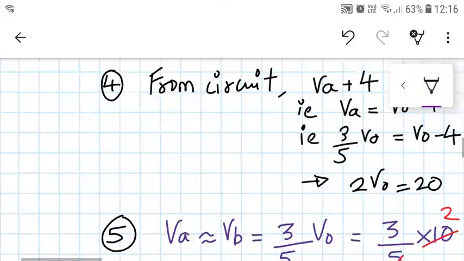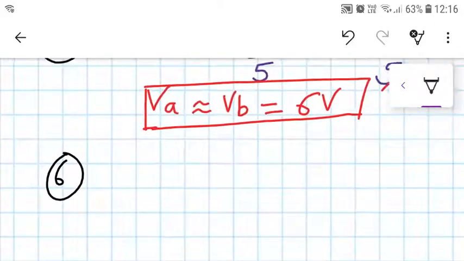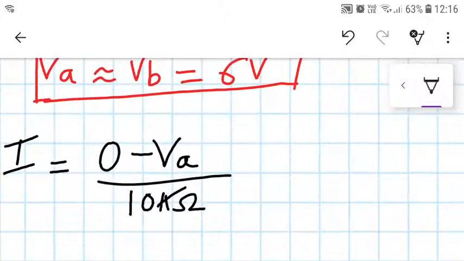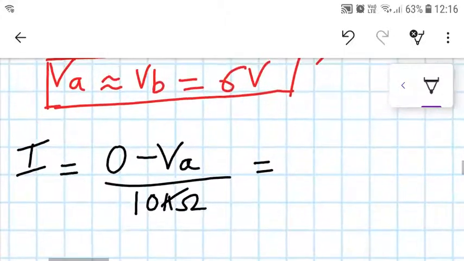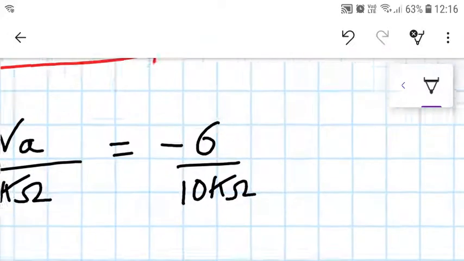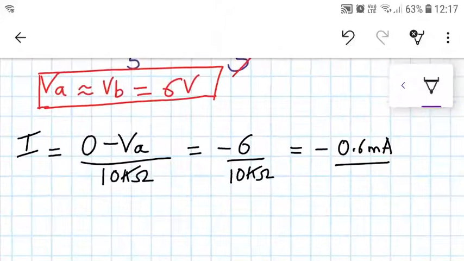So we can write, yeah, over here. So the current I that is denoted in the circuit can be written as 0 minus VA divided by 10 kilo ohm. Okay, and VA, we already know it is 6. So it is minus 6 divided by 10 kilo ohm. And if you work out in a calculator, it will be minus 0.6 milliamperes. So that's the value of I we have.